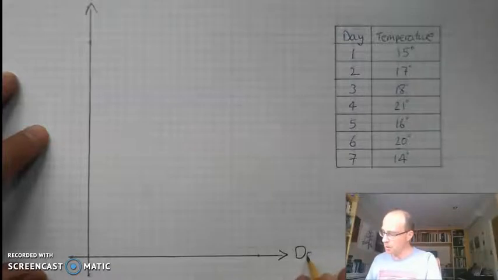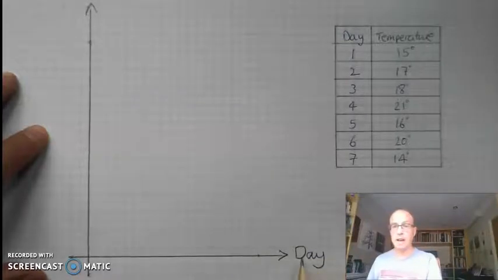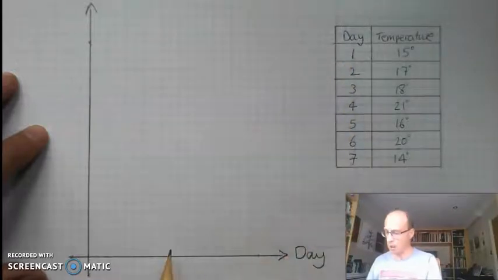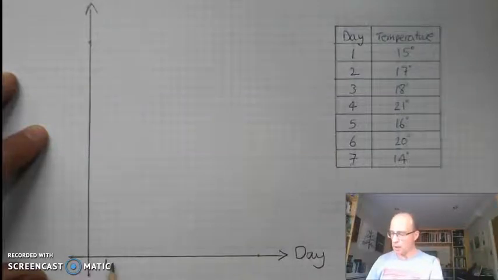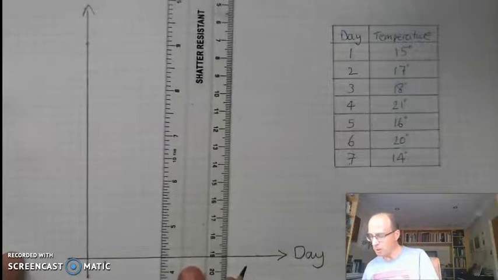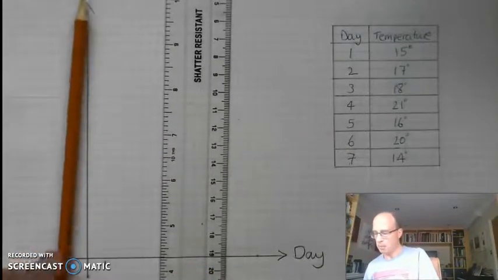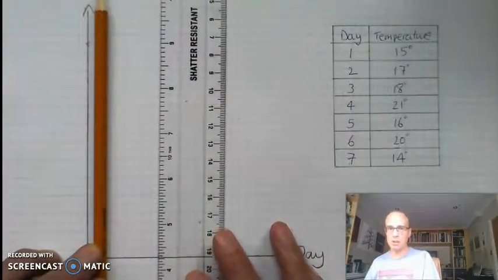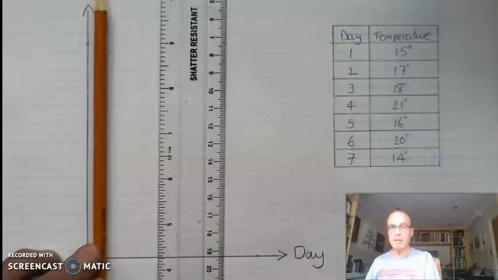This is going to be my days, and I'm going to label it up. My days go from 1 to 7. I've got 7 days in total. I'm going to put my day 1 here. Now, I could write day 2, day 3, day 4, day 5, 6, and 7, and that would be okay, but I'd be plotting my points between my pencil and my ruler. So everything's going to get really squashed in together, and it's going to be really difficult to see what's going on. So I'm going to give myself a bit more space.